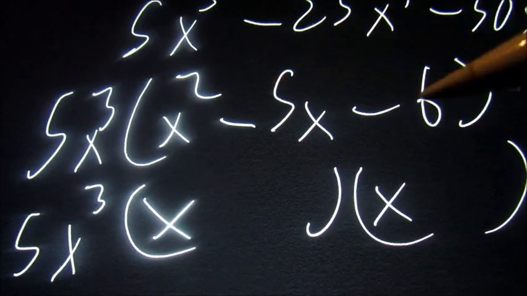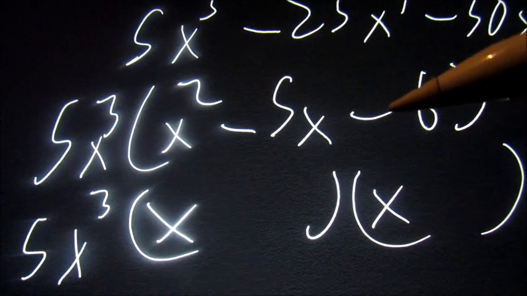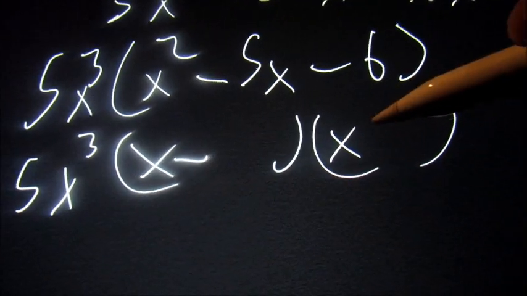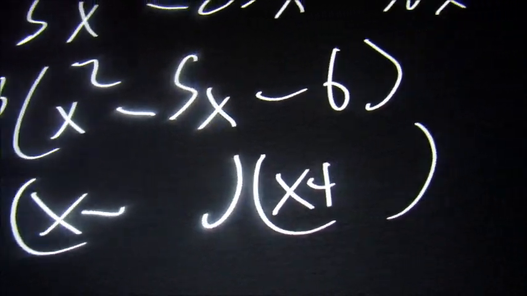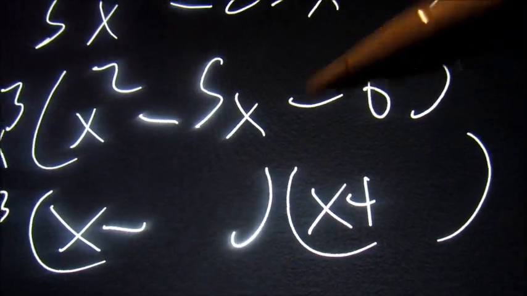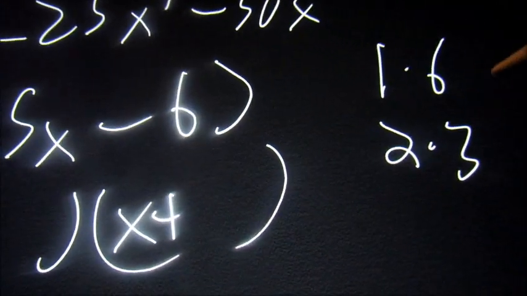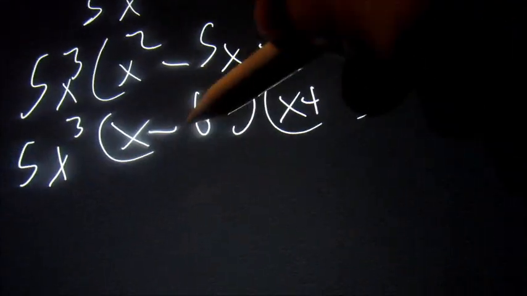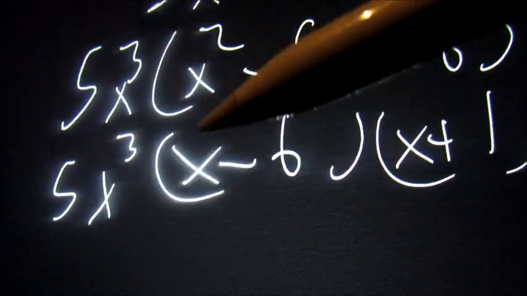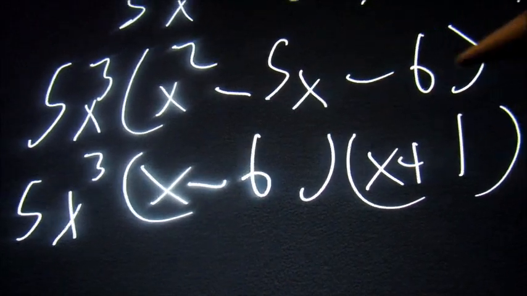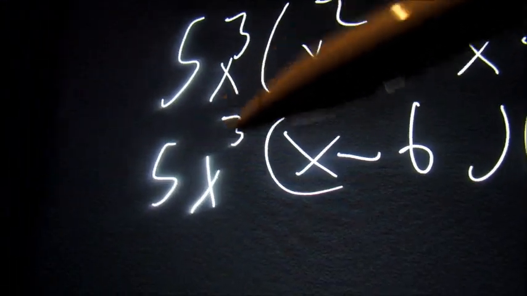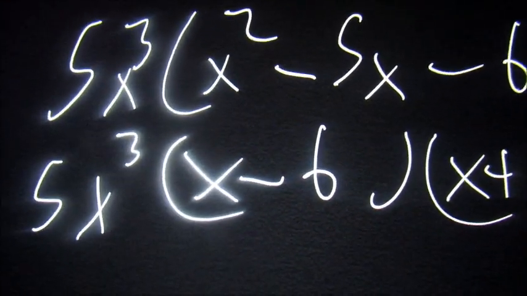We see that we have a minus and a minus. Since this is a minus, the second one, we're going to have one of each, and the bigger number that we get is going to be a minus. So we're going to put minus and plus. Our choices for 6 are 1 times 6 and 2 times 3. Since this c is minus, we have to subtract to get to 5, so we're going to use the 6 and the 1. So our answer here is 5x to the 3 times, in parentheses, x minus 6, and then times, in parentheses, x plus 1. Make sure you leave this 5x to the 3 because that is part of the answer.